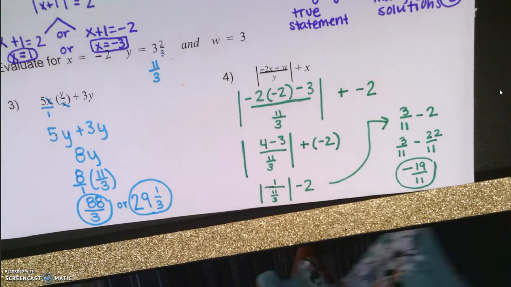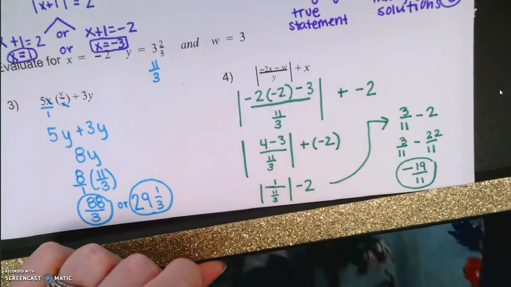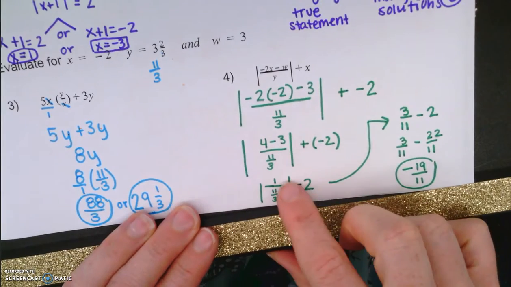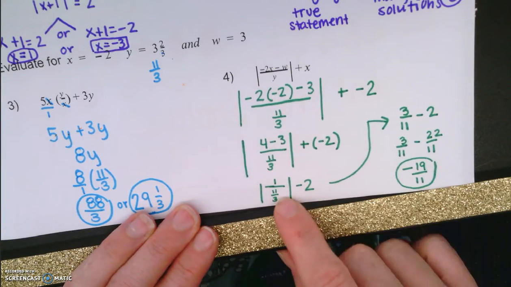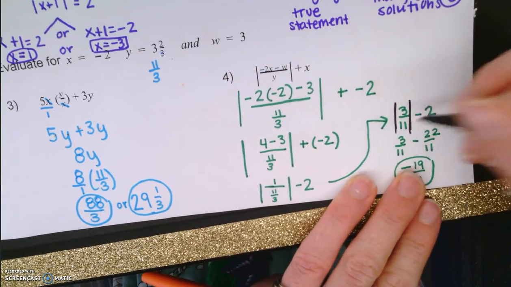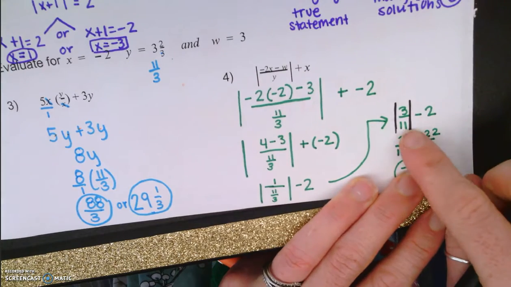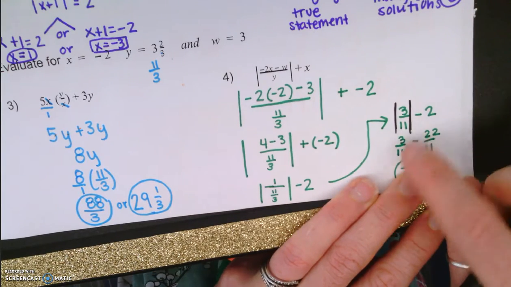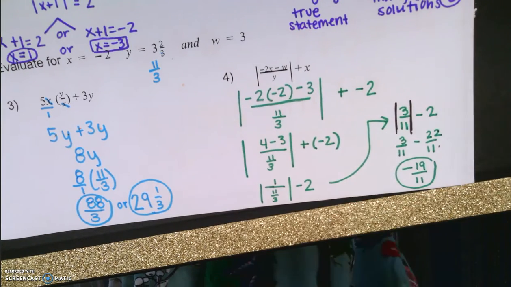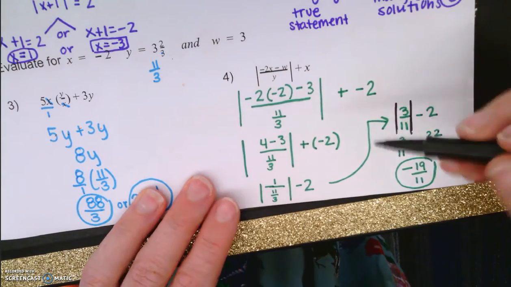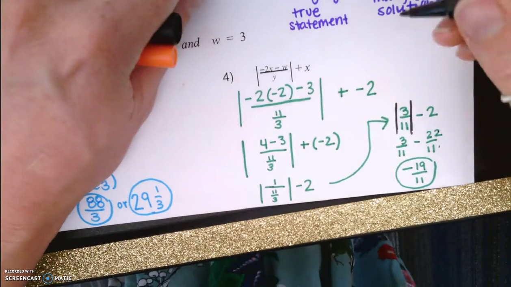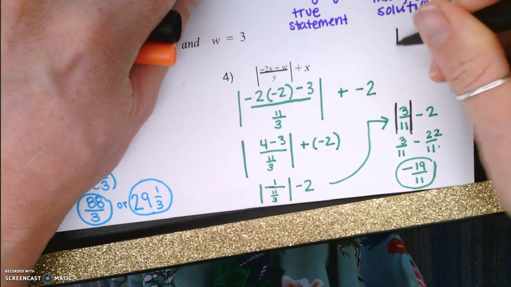Move that out of your way. Simplify this before I can take the absolute value. So once I do 4 minus 3, I get 1, and 1 divided by 11/3 is 3/11, absolute value. Once you have the absolute value of 3/11, that is 3/11. 3/11 minus 2, or 22/11, is -19/11.